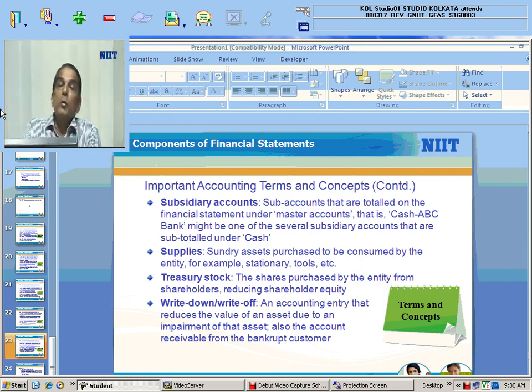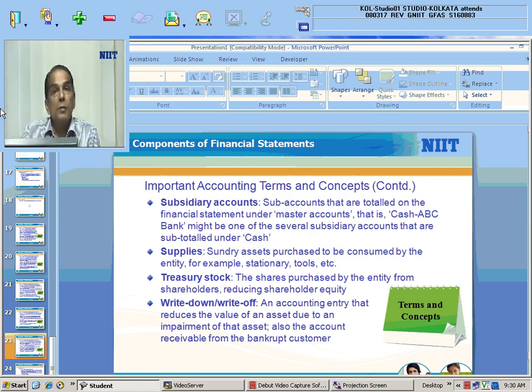So the amount owed to supplier A will be reflected in one subsidiary account. The amount owed to supplier B will be reflected in another subsidiary account, and the amount owed to supplier C will be reflected in another subsidiary account. So when we are determining the balance under the master account called accounts payable, we have to subtotal all the balances in these three accounts to arrive at the balance of accounts payable, which is a master account.